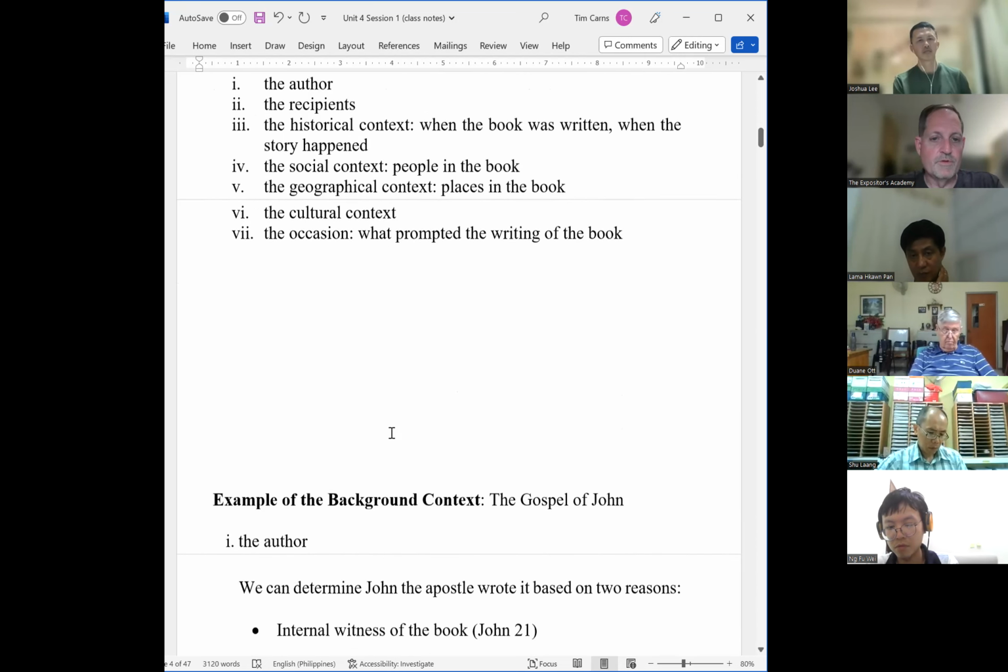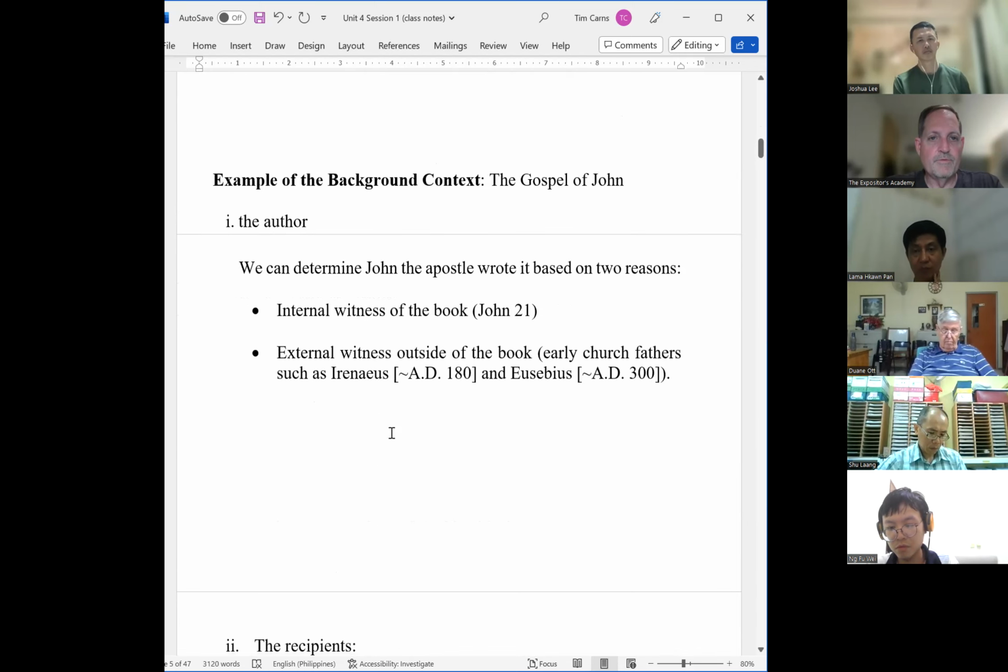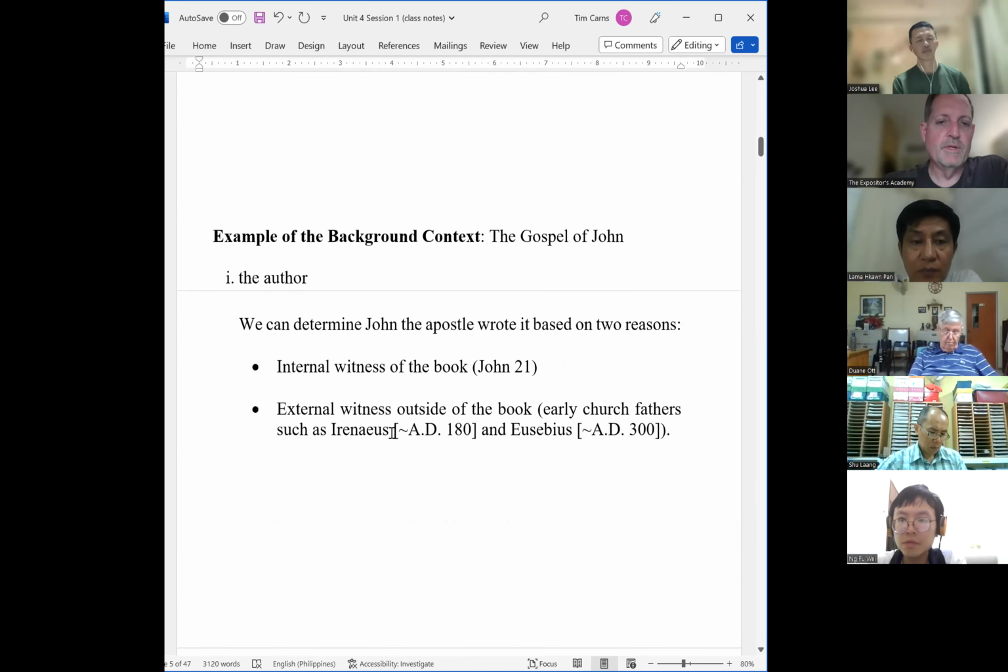And for John, to remember, I'll just go through this quickly because I think we should be familiar with it. And we looked at this a while back, but of course, we determined that John was the author of the book based on the internal witness of the book and external witness.